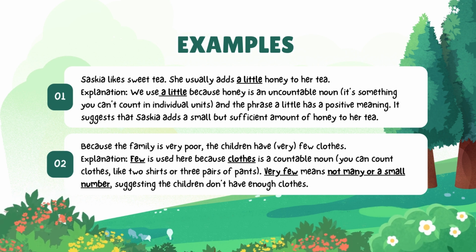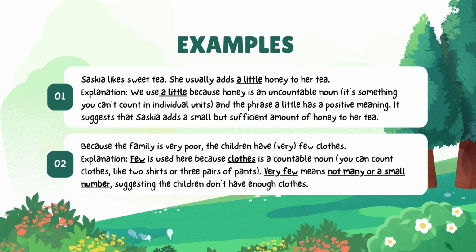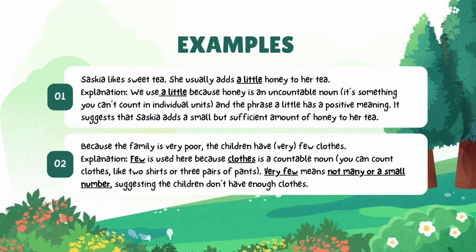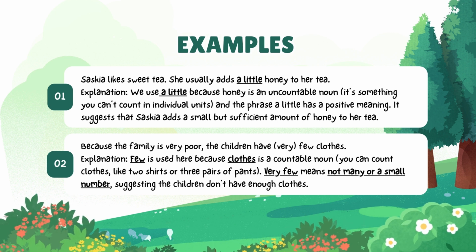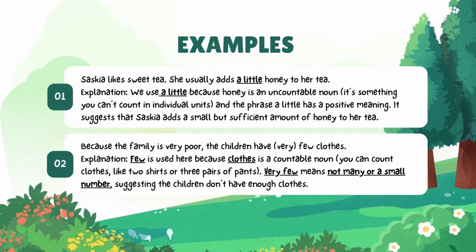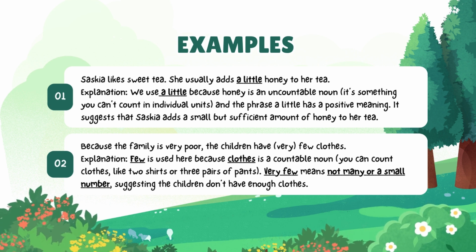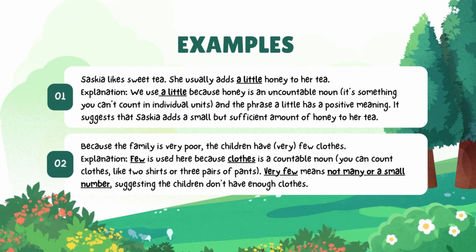Number 2. Because the family is very poor, the children have very few clothes. Few is used here because clothes is a countable noun. You can count clothes like 2 shirts or 3 pairs of pants. Very few means not many or a small number, suggesting the children don't have enough clothes.